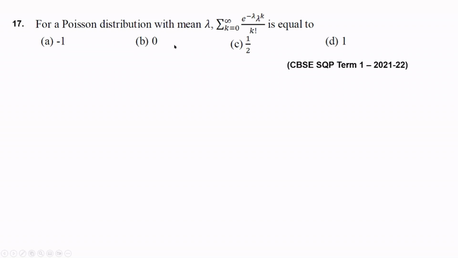Next question, for a Poisson distribution with mean lambda, summation k equal to 0 to infinity e raised to minus lambda, lambda raised to k by k factorial is equal to. Now we know that the sum of the probabilities in a distribution is equal to 1. So in a Poisson distribution, the sum of the probabilities is given by summation k equal to 0 to infinity e raised to minus lambda, lambda raised to k by k factorial. So this sum is equal to 1. So the correct option is option D.